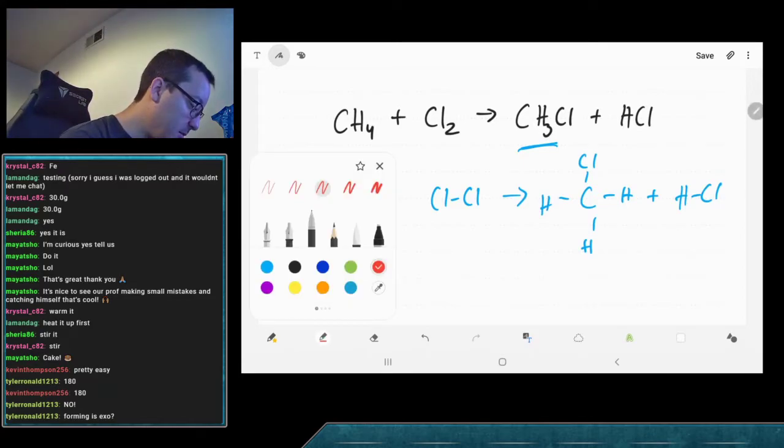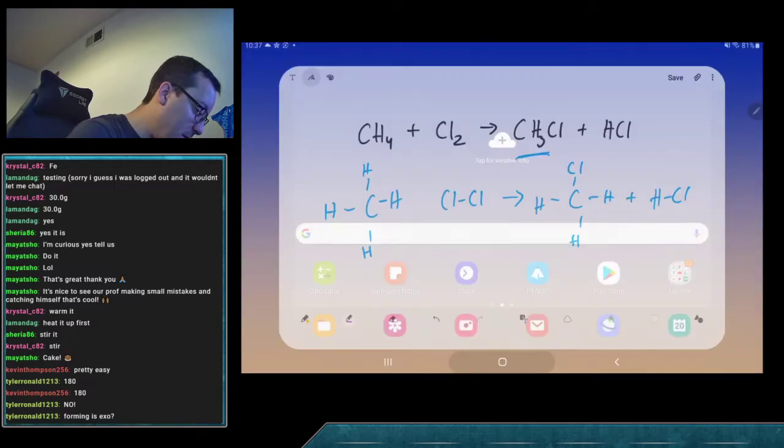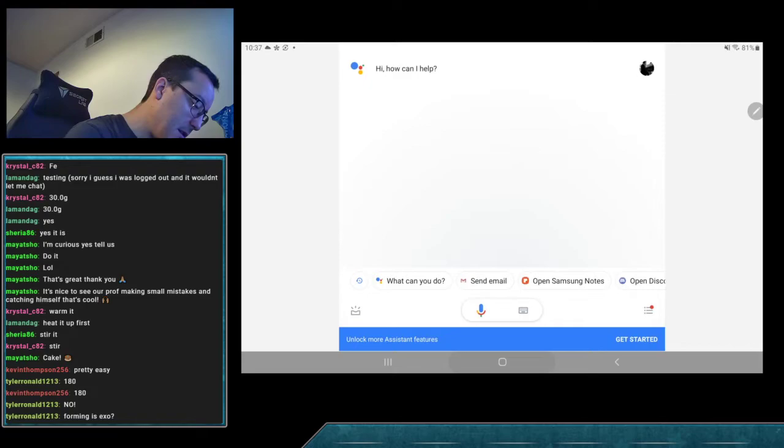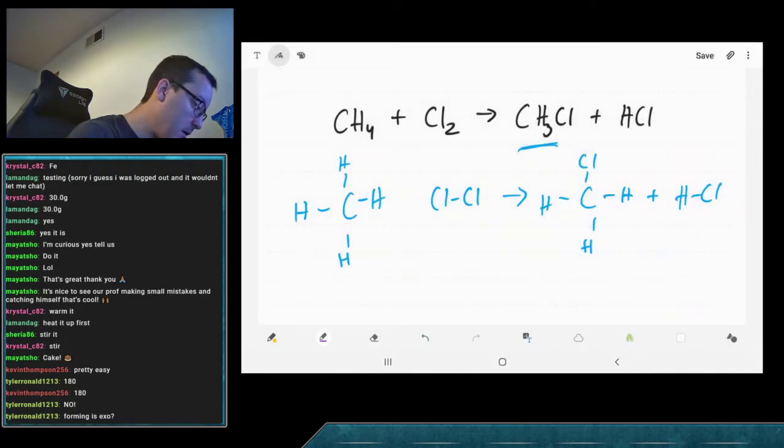So let's do broken in purple. Oops. No. Go away, Google Assistant. No. Okay.